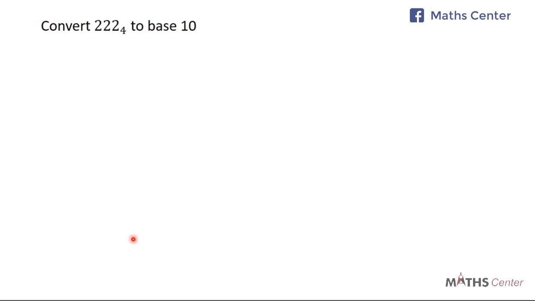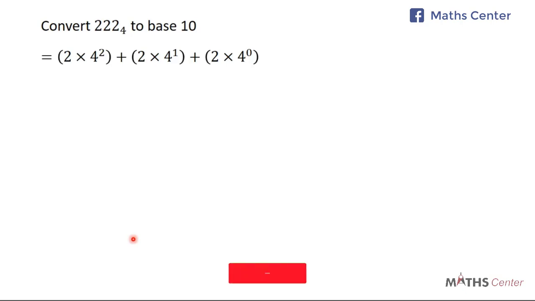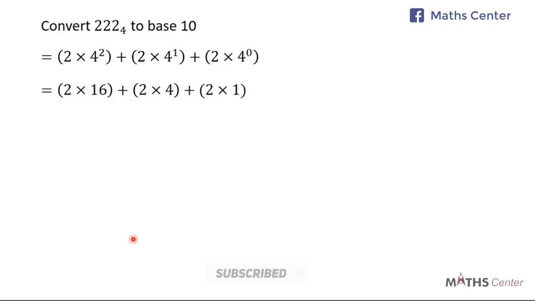Now, you convert the last one, which is 222 base 4 to base 10, and we know that will give us 2 times 4 squared plus 2 times 4 exponent 1 plus 2 times 4 exponent 0. Now, this will give us 2 times 16 plus 2 times 4 plus 2 times 1. 2 times 16 is 32, 2 times 4 is 8, 2 times 1 is 2. You add everything there, we are getting 42, which means that if you convert 222 base 4 to base 10, that will give us 42.